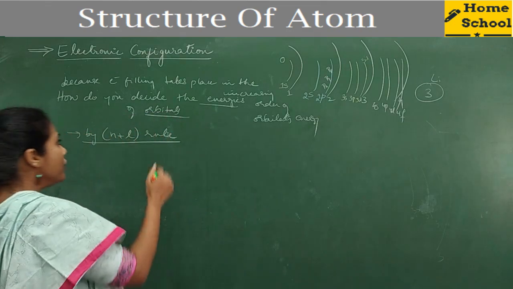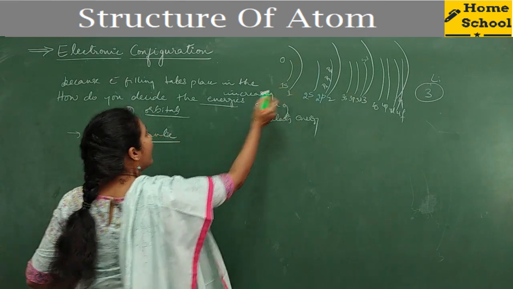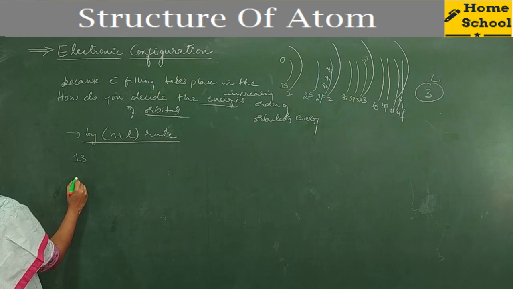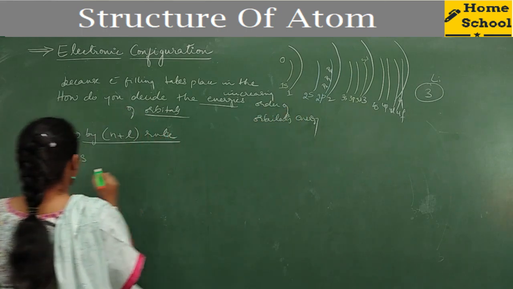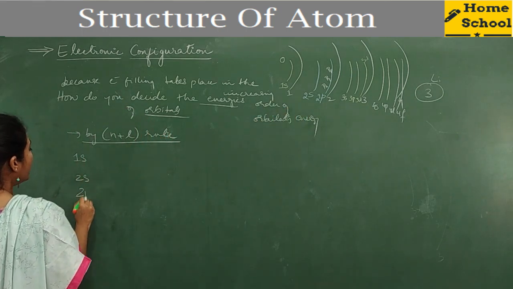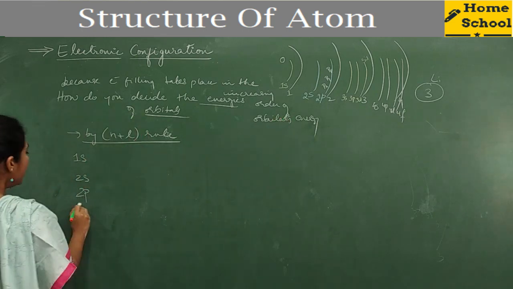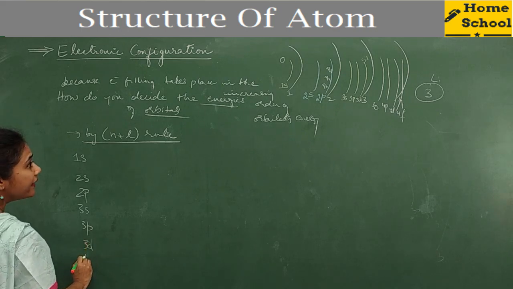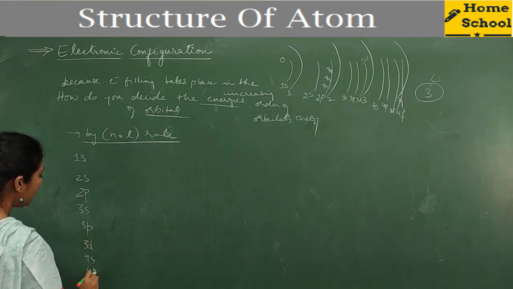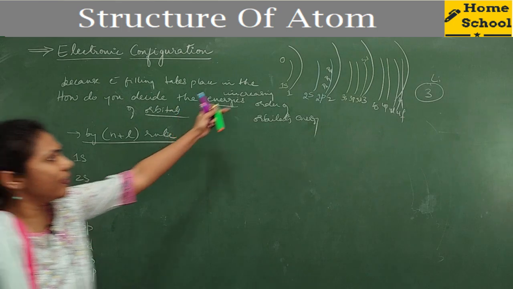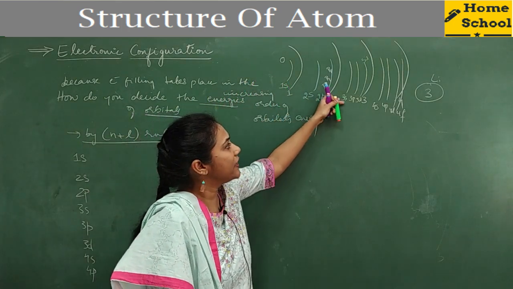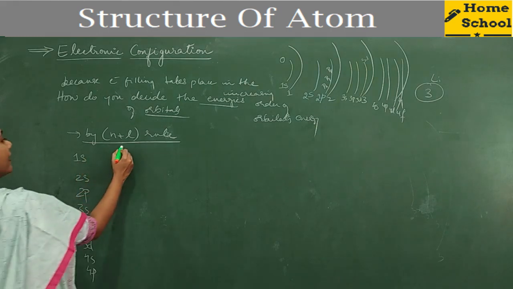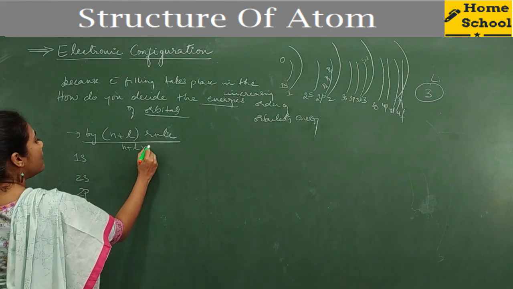Clear? Fine. So what are the subshells we have? The first subshell is 1s. Then the second subshell, just go on putting 2s, 2p, and later 3s, 3p, 3d, 4s, 4p, like that. This is the way I have arranged 1s, 2s, 2p, 3s, 3p, 3d. I have taken only the subshells. Now I am finding the n plus l value.